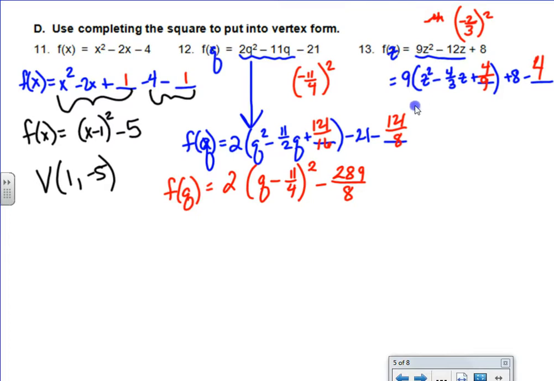Believe it or not, you're almost done. So the function of z is 9, and then z minus 2/3, half of this guy, squared. And then 8 minus 4, I can do that. That's a plus 4. So the vertex of this particular parabola is 2/3, 4. Good to know.